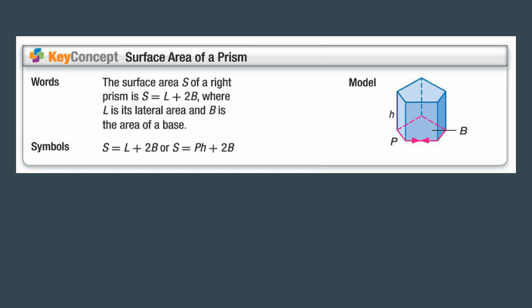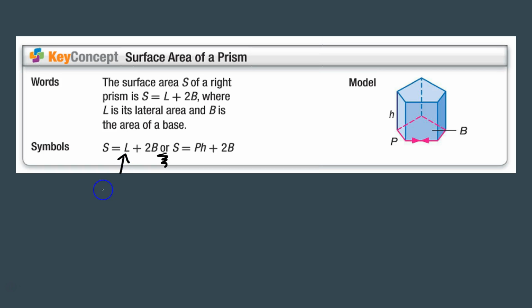Next, we're going to find the surface area of a prism. The surface area, S, of a right prism is S is equal to L plus 2 times B, where L is the lateral area and B is the area of the base. So here, notice we have S is equal to L plus 2 times B, or S is equal to P times H plus 2 times B. Notice it says or, we can use either one.